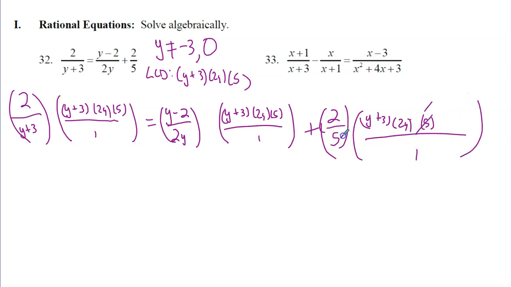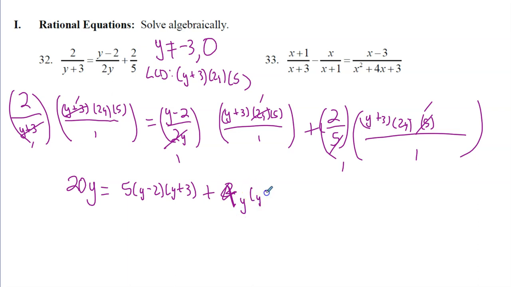And the idea is, when we've done all the canceling, all that should be left in the denominator is 1s, right? And we can see we've got a 1, a 1, 1, 1, 1, 1. Okay, now we simplify. So what do we got? We've got 2. So 2 times 5 is 10, times 2y is going to be 20y. Here we've got a 5, and a y minus 2, and a y plus 3. And here we've got a 2, well, it's 2 times 2y, let's call that 4y, times y plus 3.